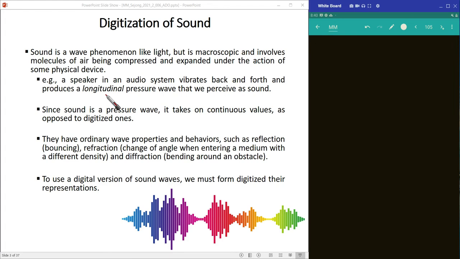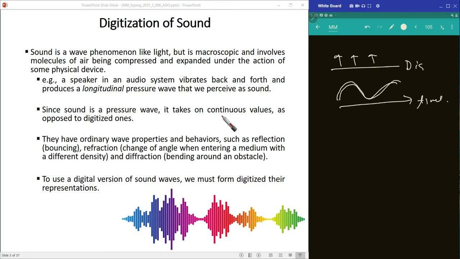That eventually reaches our human listening system, that is our ear, and we perceive that as sound. And because sound is a pressure wave, it can take continuous values, not digitized ones. It is not in this pattern; sound comes in this way, it is continuous in nature, continuous with respect to time. This is called discrete. So definitely the sound is coming in a continuous fashion. That's why we say that naturally the source is analog.